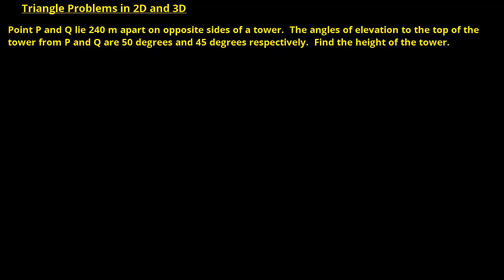In this first video we're going to look at a problem where we're told point P and Q lie 240 meters apart on opposite sides of a tower. The angles of elevation to the top of the tower from P and Q are 50 degrees and 45 degrees respectively, and it wants us to find the height of the tower.